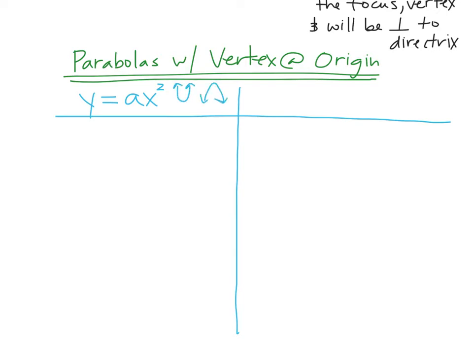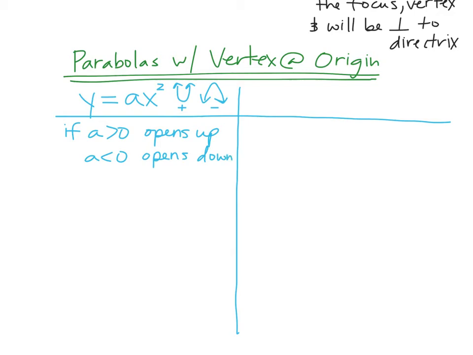When does it open down? Do you remember? Remember, this is if your A is positive. This is if your A is negative, that it opens down. Okay, so that's what we're going to write here. If A is greater than 0, so if A is positive, your parabola opens up. If A is negative, less than 0, your parabola opens down.